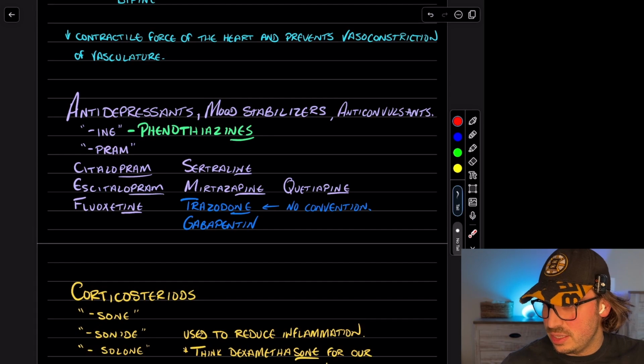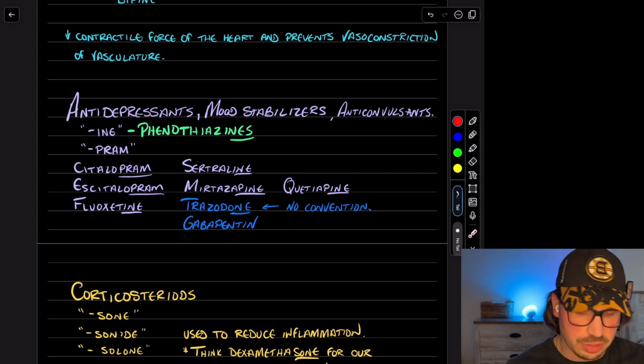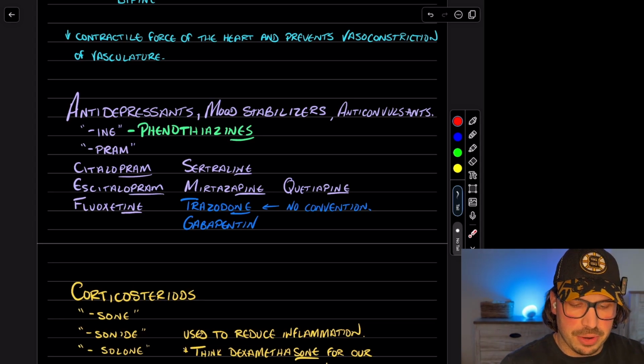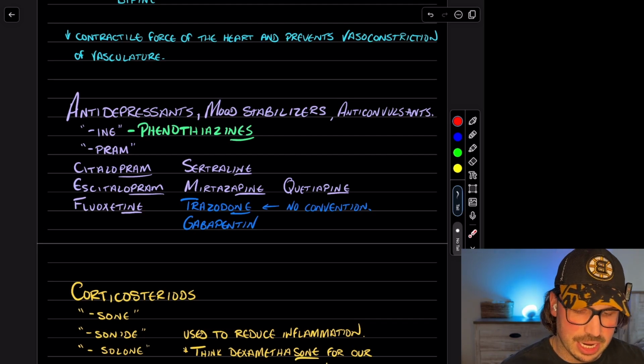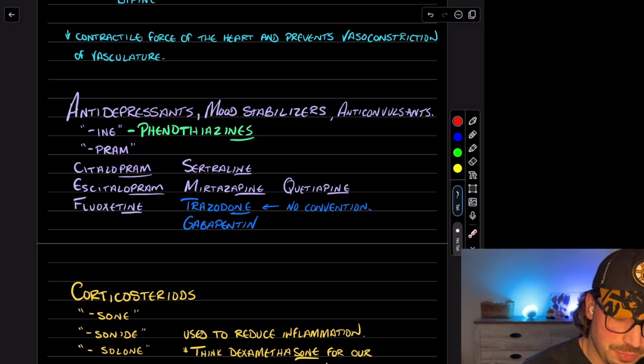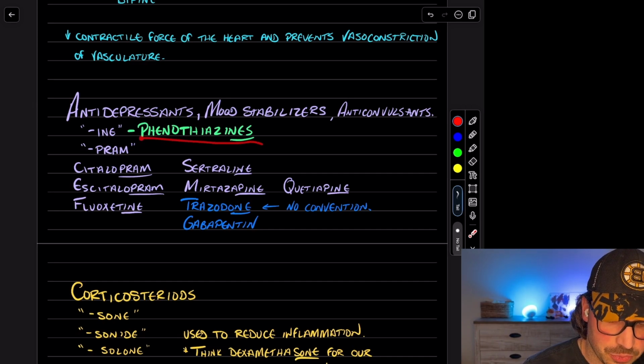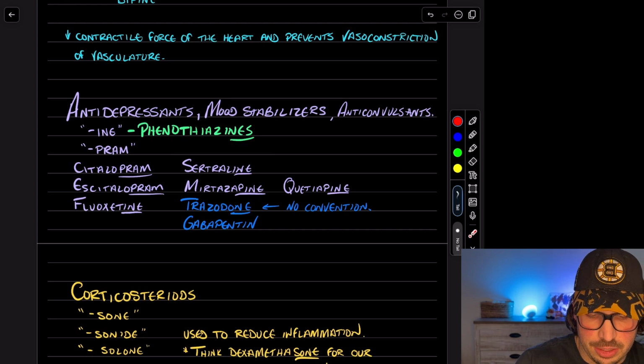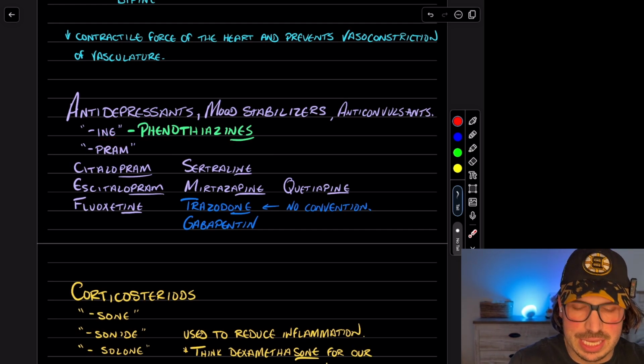Further on down the list here, they didn't really have a great grouping of this on that sheet, so I added it myself. I kind of put it in the antidepressant, mood stabilizer, and anticonvulsants category. The big one that you'll find is called phenothiazines, right here. And no surprise, they are denoted by the suffix "ine."